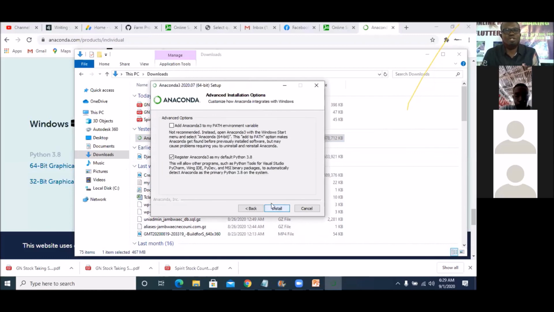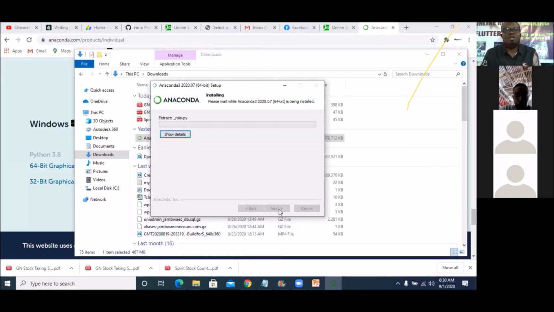So it's a simple installation. Advanced options: add Anaconda to path variable, register Anaconda as my default Python 3.8. Okay, I already have Python 3.8, so let me leave it registered with that. So I click on install. I'm going to leave it, and it's going to fully install.